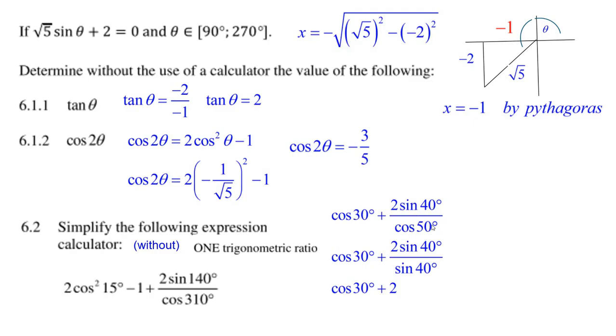But hang on, isn't the cos of 50 really equal to the sine of 40? That cancels. Okay, well, they said simplify the following expression to one trigonometric ratio.